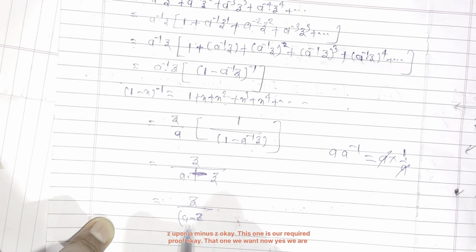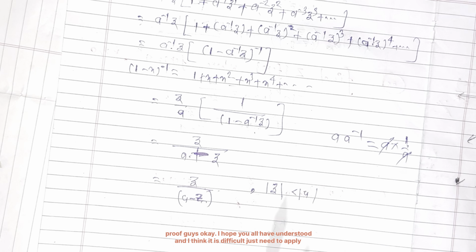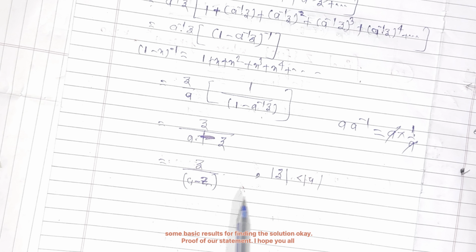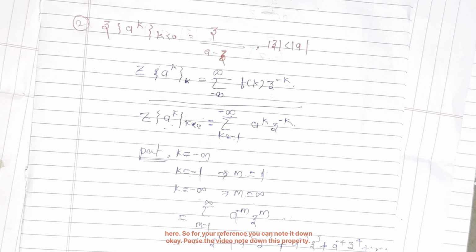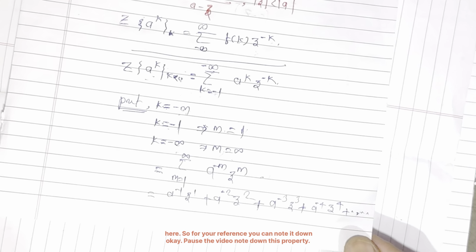This one is our required proof. Yes, we are on the right track. Mod z needs to be smaller than mod a. Yes, this one is our required proof, guys. I hope you all have understood. Nothing is difficult, you just need to apply some basic results for finding the solution. I hope you all have understood this entire proof for my property. This is the entire property over here. So for your reference, you can note it down. Pause the video, note down this property.